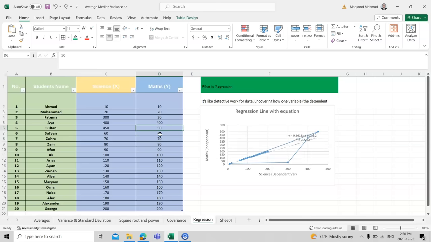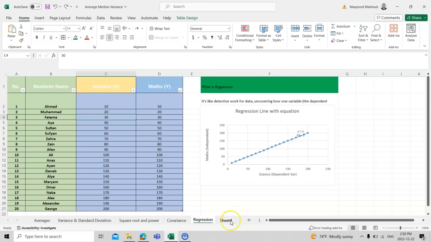Let me undo all these changes. Now you see the line is a linear regression, and the equation is y equals x, and R-squared is 1. So in this case we have these values.